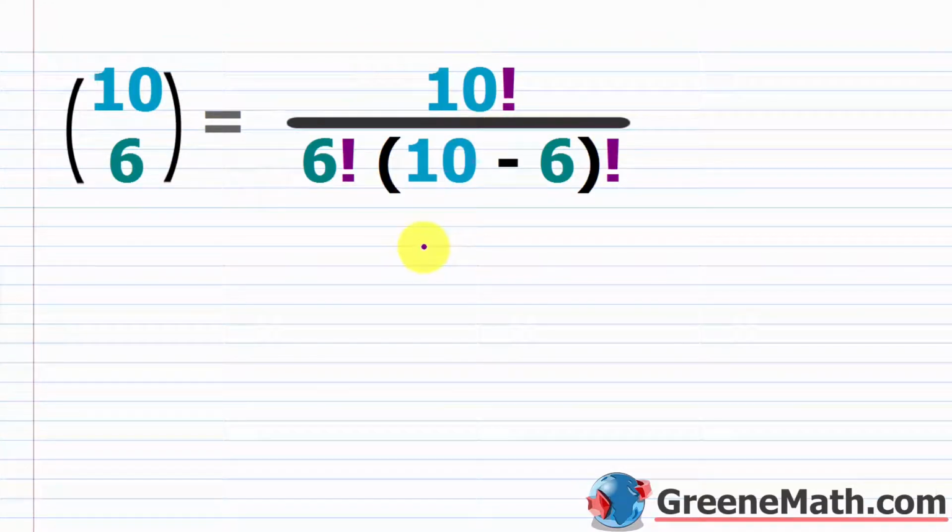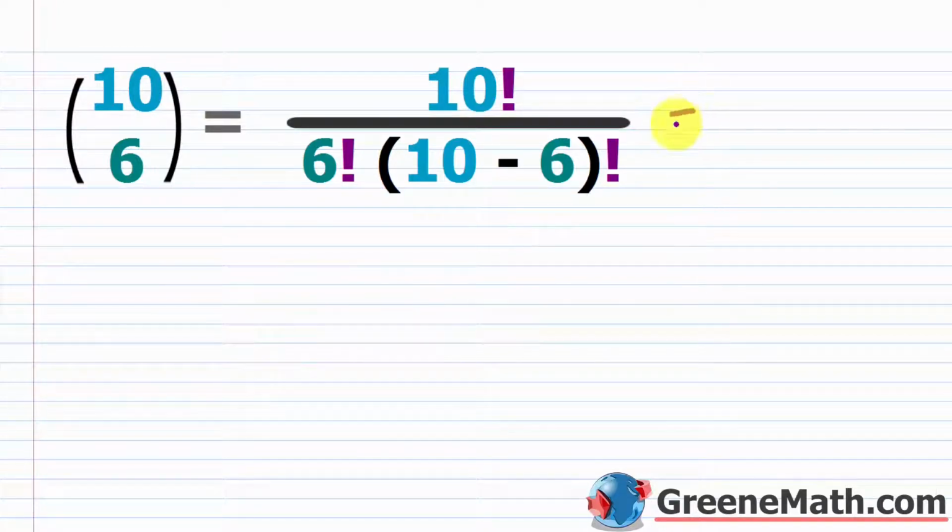I just want to say on your calculator, you have this button available to you as well. You would hit 10, and then you would hit the nCr key like this. It's a lowercase n, an uppercase C, a lowercase r. And then you would follow that with a 6 and hit enter, and it will give you an answer. Okay, and I'll give you that answer in a minute. Let's just work it out.